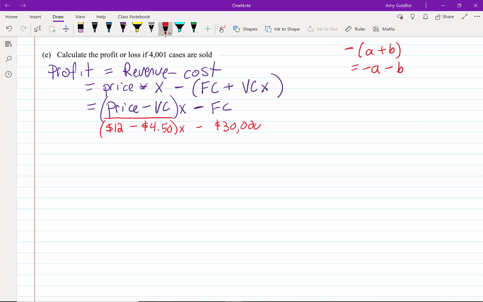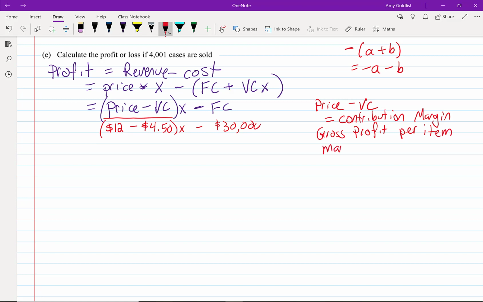That number, price minus variable costs, is something that we call the contribution margin. Another way to think of that is the gross profit per item. That's what we were looking at in Chapter 1. Anytime we calculated our margins and markups, we were usually looking at that gross profit per item or markup in dollars. Those all mean the same thing. That happens a lot in business math. We end up with the same idea but expressed differently.